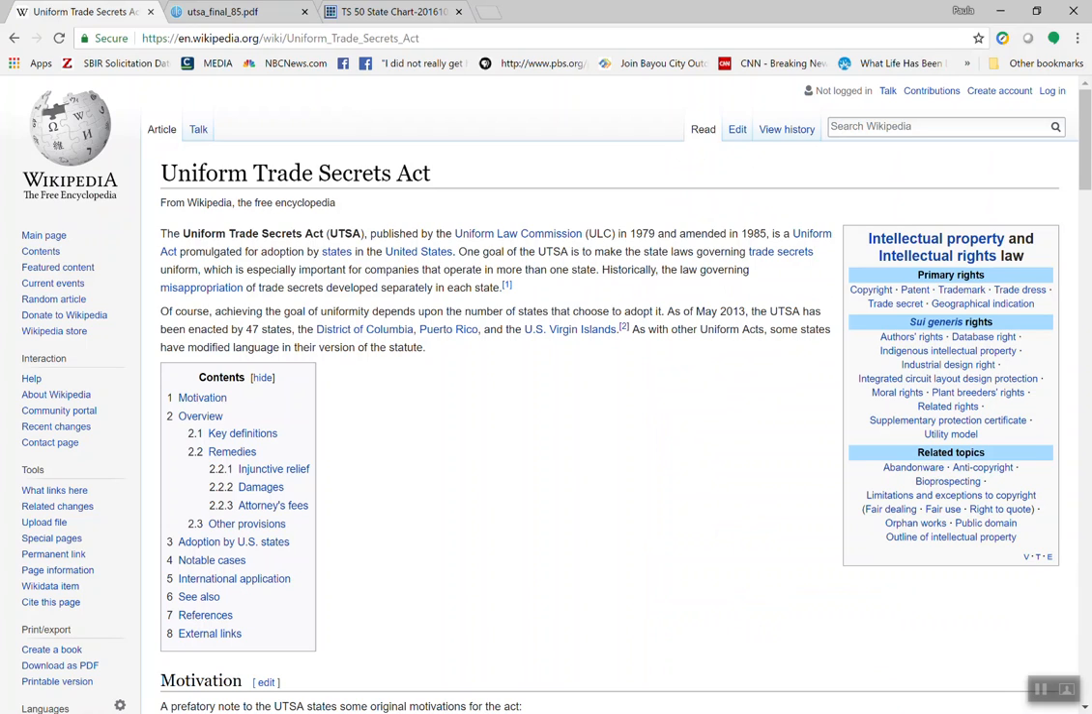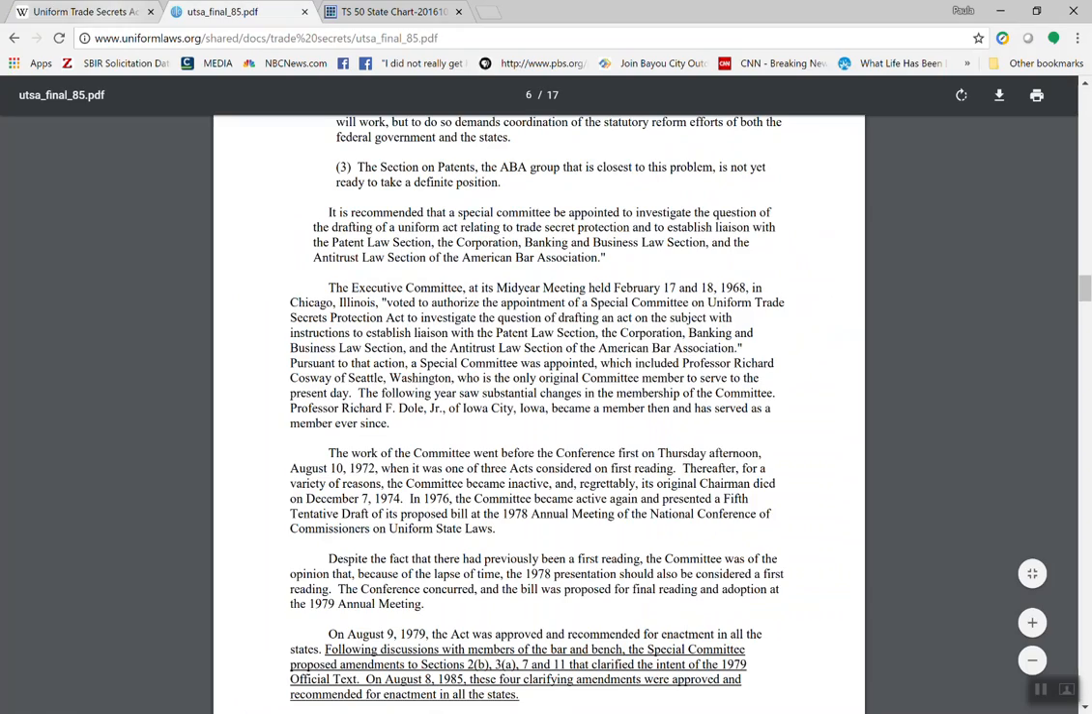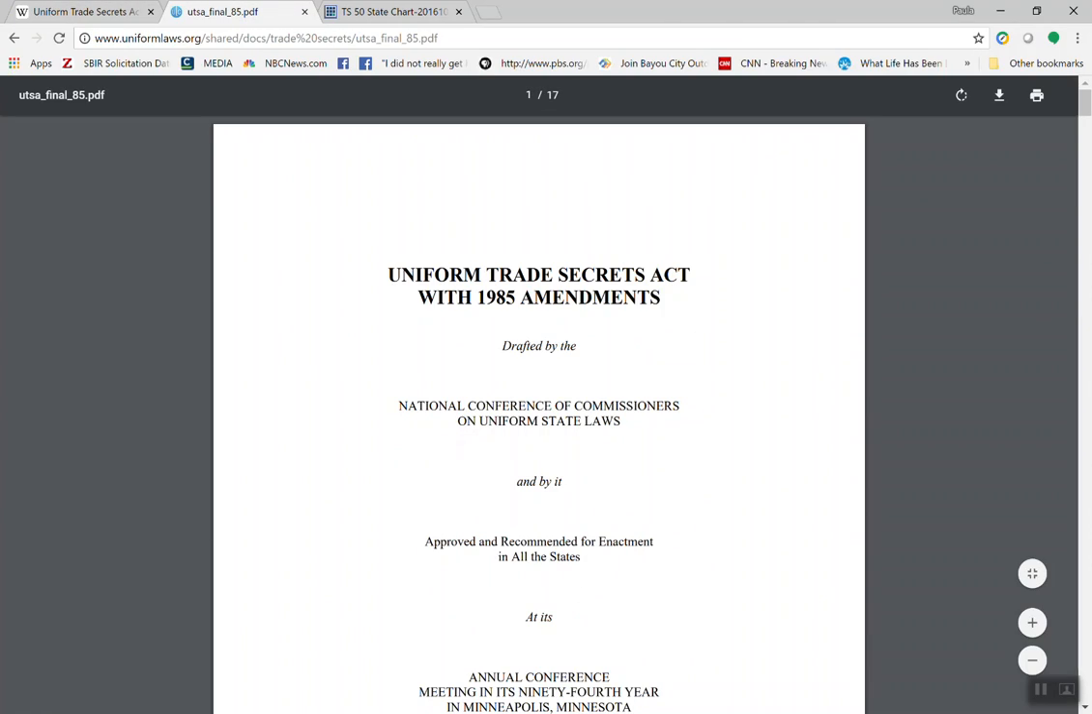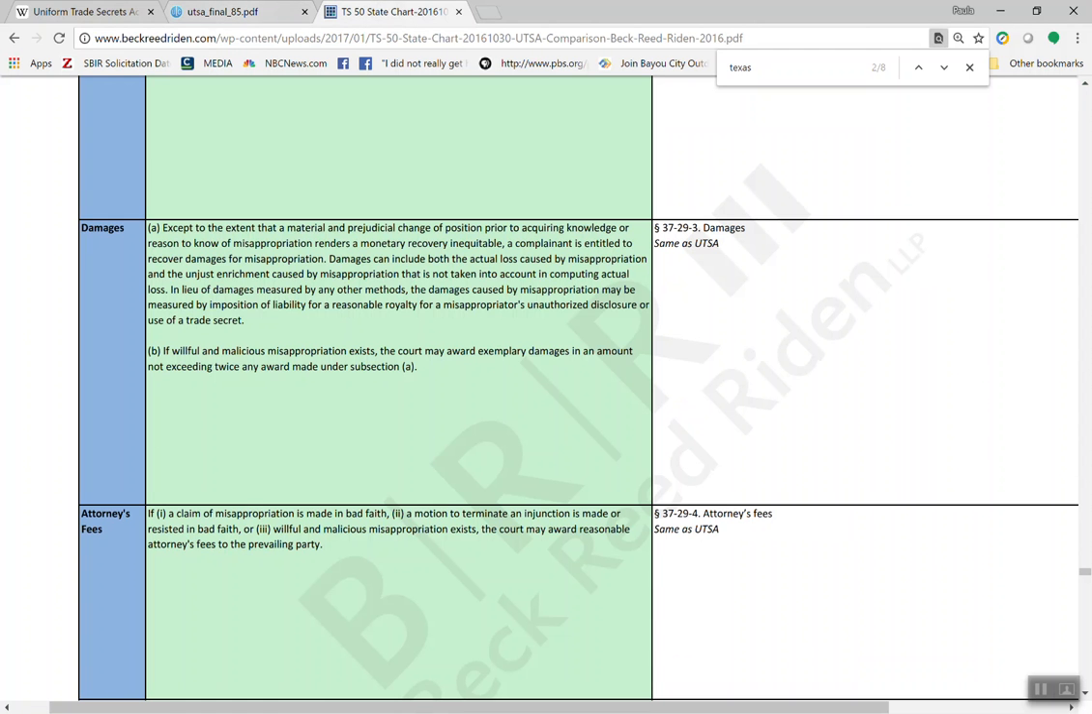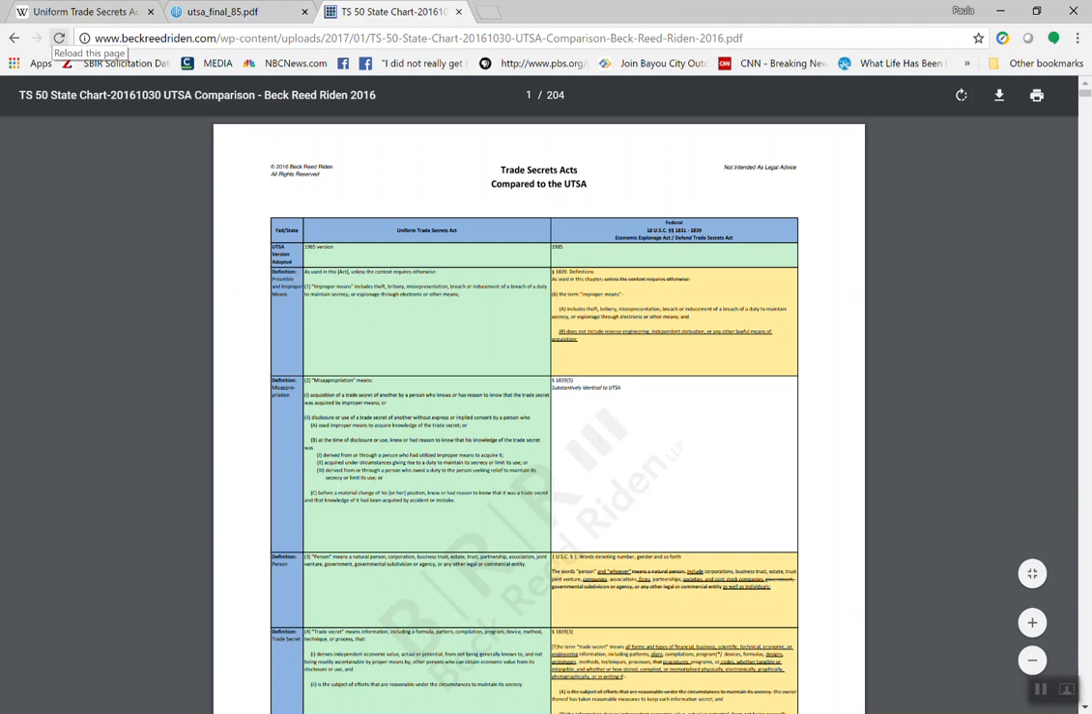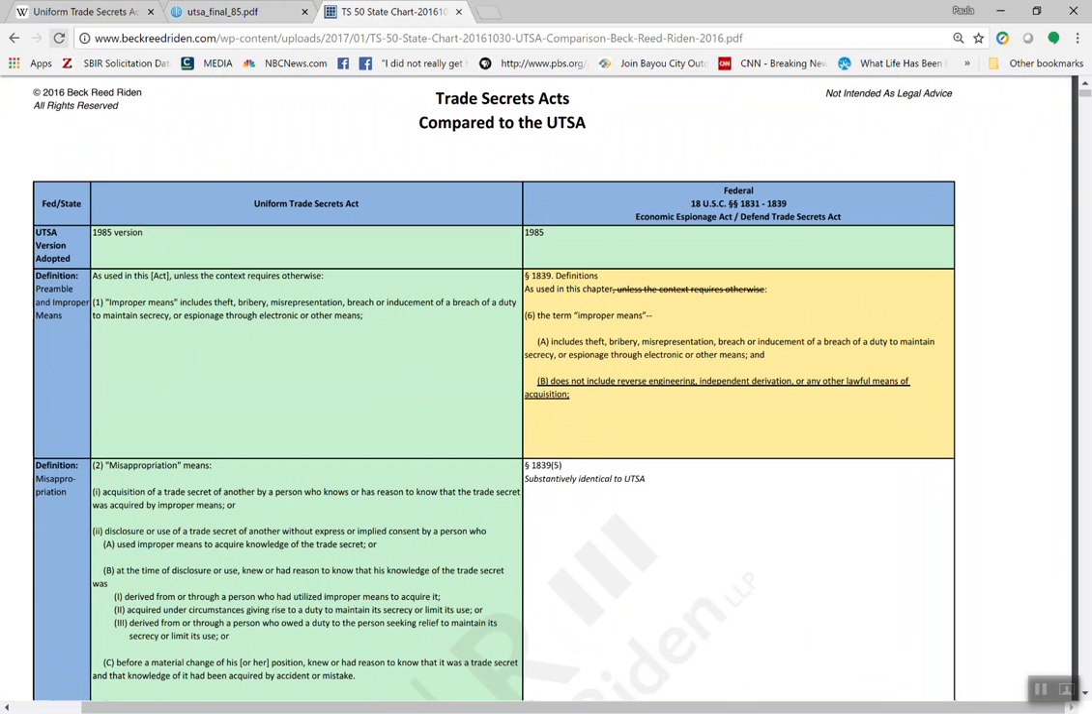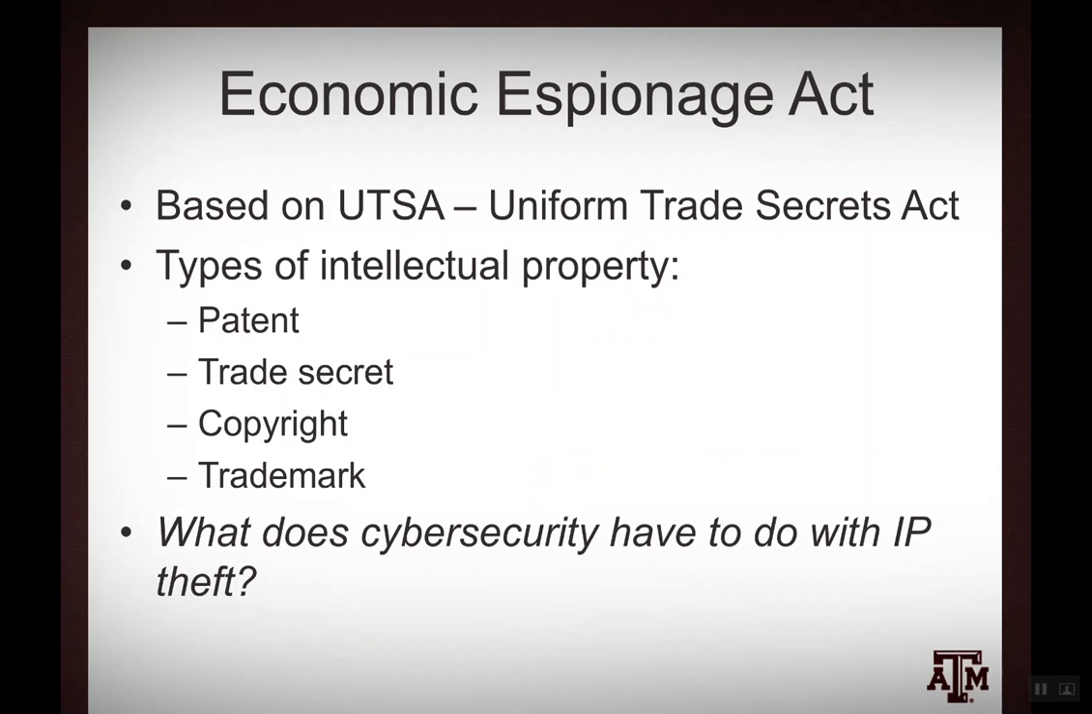I'm a company in Texas, but I'm going to sue. And so while we have this law, that's a model law, not even the original, you can read this, not even the original Economic Espionage Act actually put into effect the UTSA. If you look here, if you can see this, it does not include reverse engineering, independent derivation, or any other lawful means of acquisition, right? So just keep that in mind.